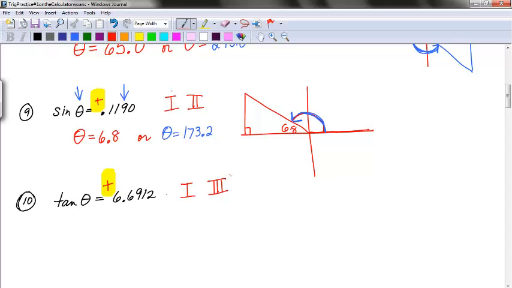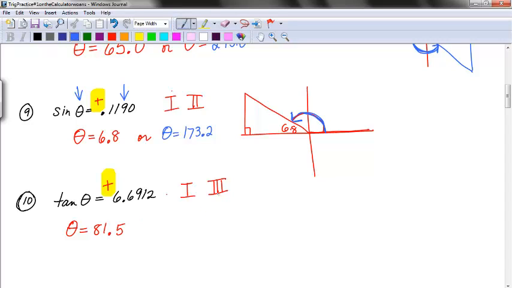Okay, so we know the value of the function. We don't know the angle. When you don't know the angle, that's when you do inverse. Okay, so we want to do inverse tangent of 6.6912. Okay, and then press enter. Okay, and I get, for angle 1, 81.5. Okay. Everybody okay with that one?